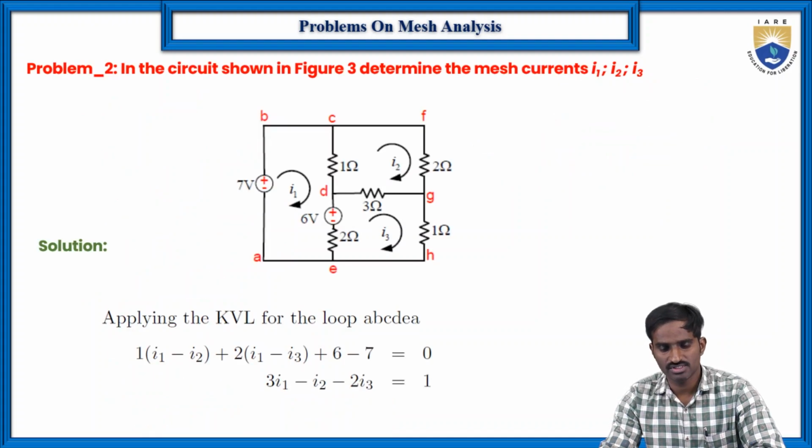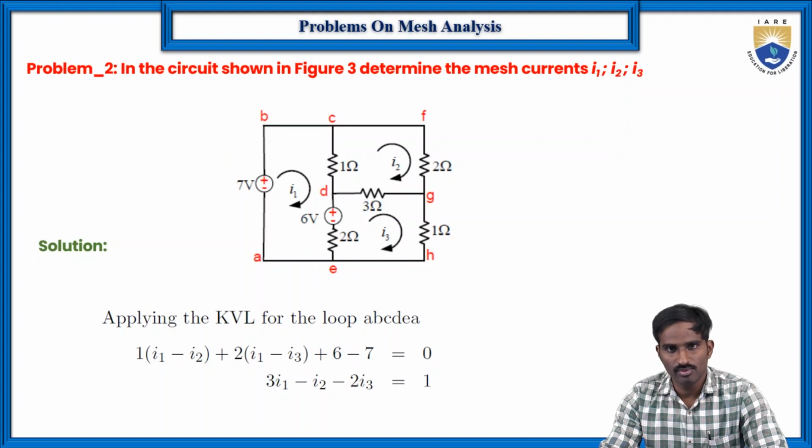Then coming to the second problem. In the second problem, I have considered 3 loops. In the figure, determine the mesh currents I1, I2, I3. I1 is the current flowing through the first loop, I2 the second loop, and I3 the third loop. Here also we first need to write the loop equations.